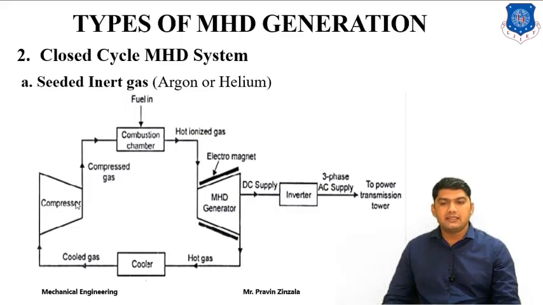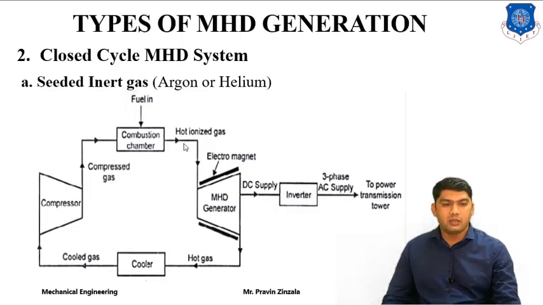The compressor will compress the inert gas and supply it to the combustion chamber. Here in the combustion chamber heat is added, so it gets high temperature and high pressure. The ionized gas will be supplied to the generator, and the generator will generate DC current. We can also convert DC into AC by an inverter and utilize it. The remaining hot gases, after expansion in the turbine or generator, will go to the cooler, and the cooler will cool the gases and supply them again to the compressor, and the cycle will be recirculated.